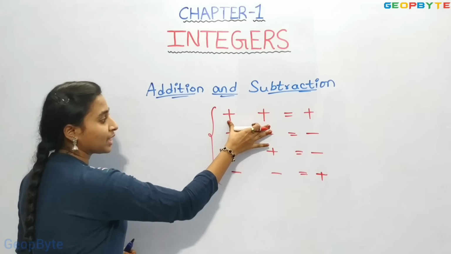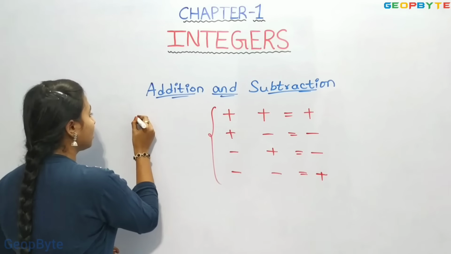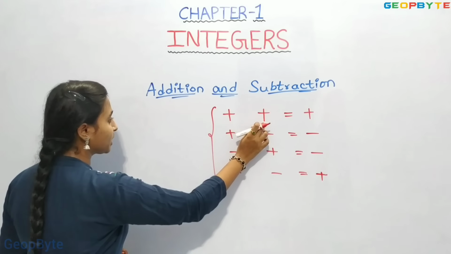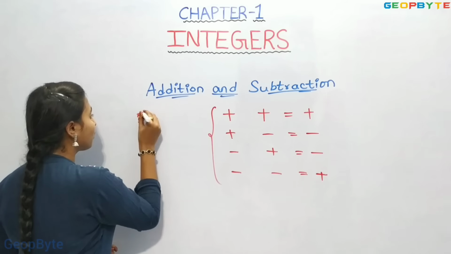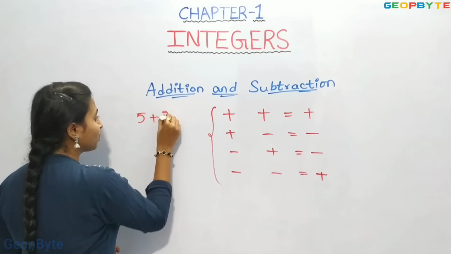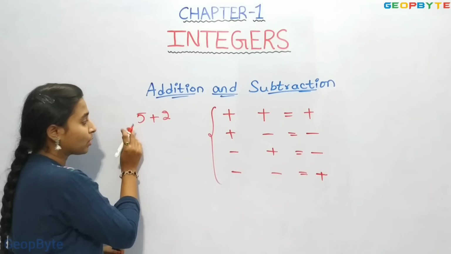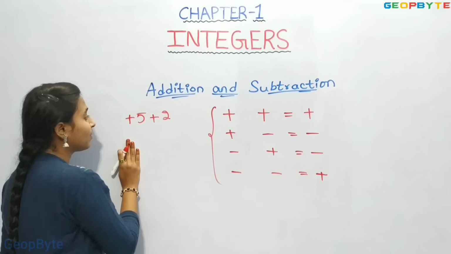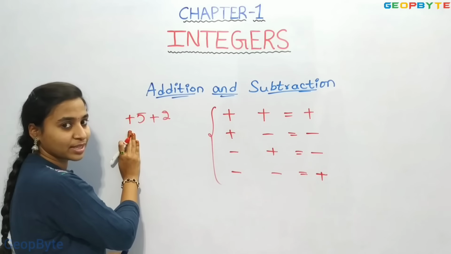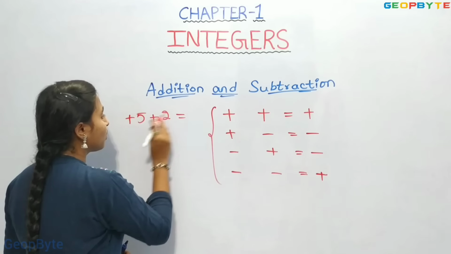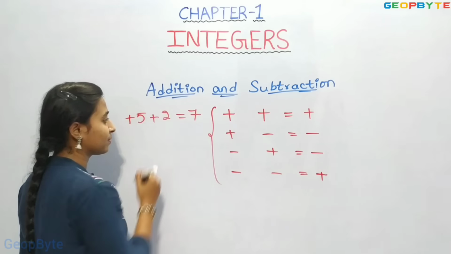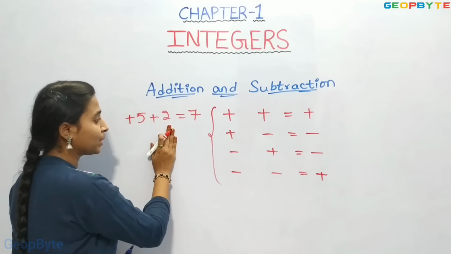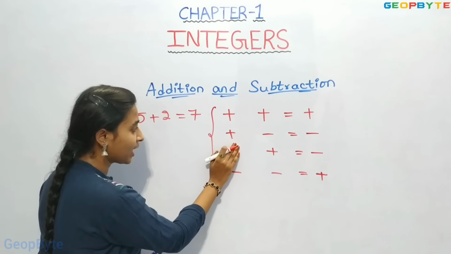Now, considering this rule, I have 2 positive symbols, that is 2 plus symbols. Let me take 5, 2. If there is nothing to this number 5, there is considered to be plus. So, 5 plus 2 is 7. First rule is completed. Now, let us see the second rule.